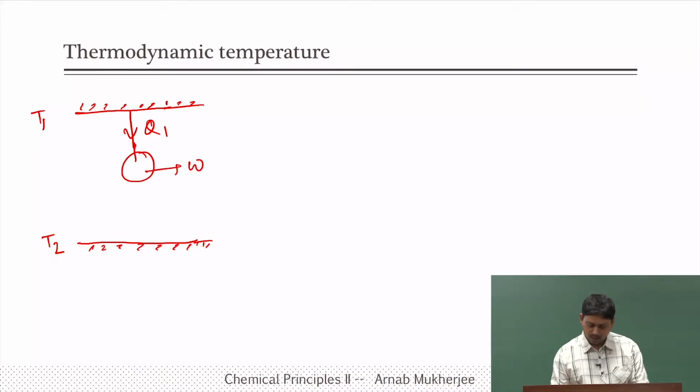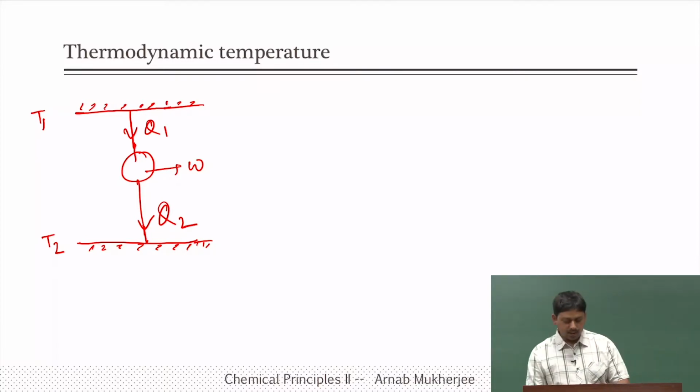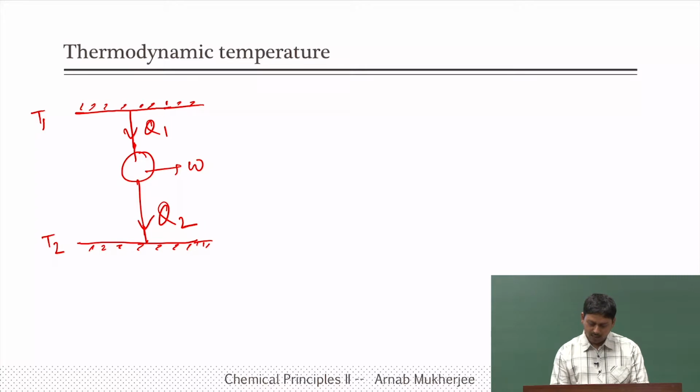does some work and throws away Q2 amount of heat. So, this particular engine will have the efficiency as 1 minus Q2 by Q1, where we know that Q1 is the heat that is taken in from high temperature and Q2 is heat that is thrown out to the low temperature.